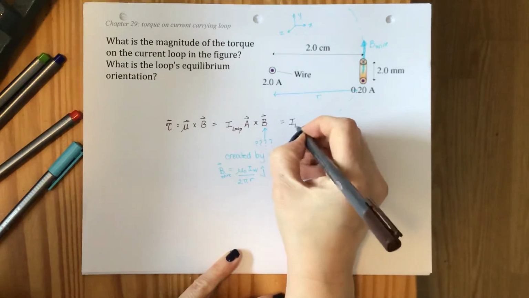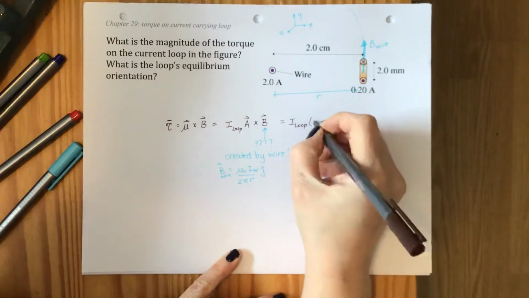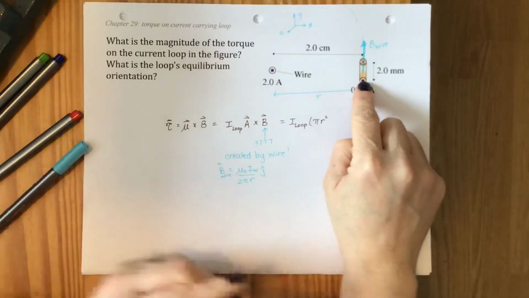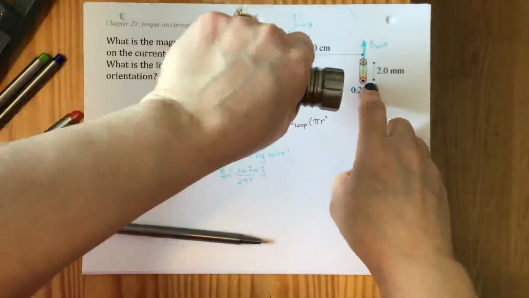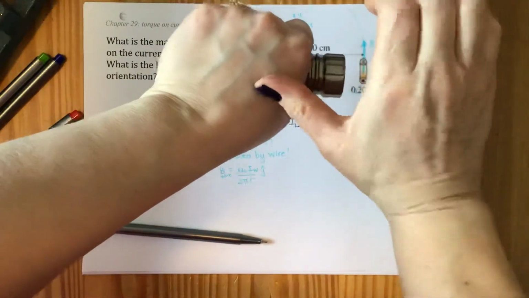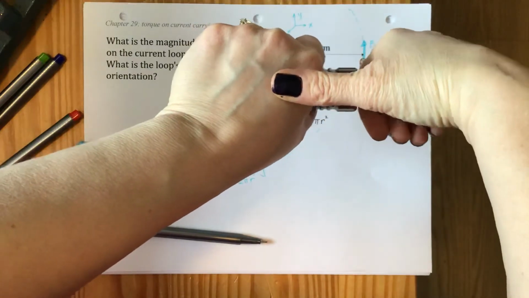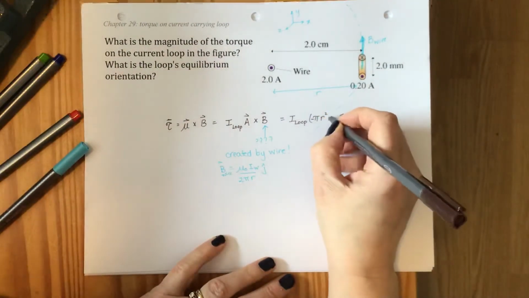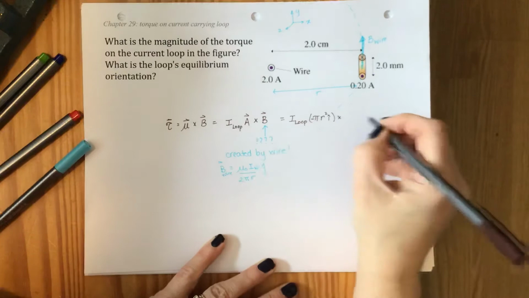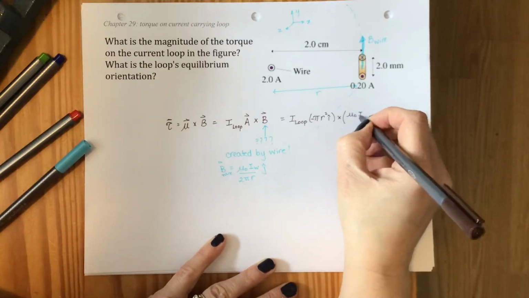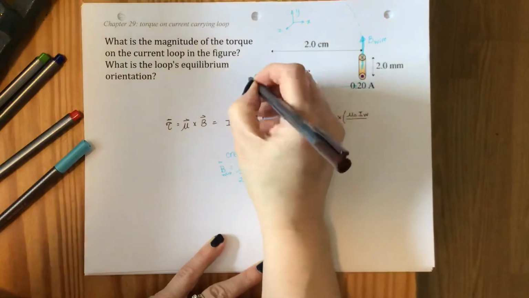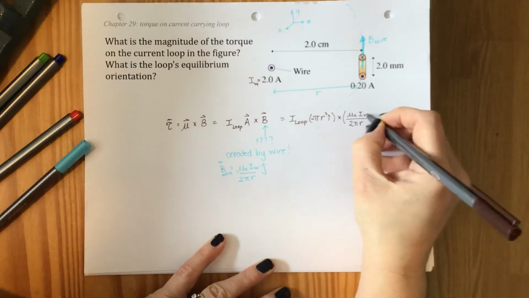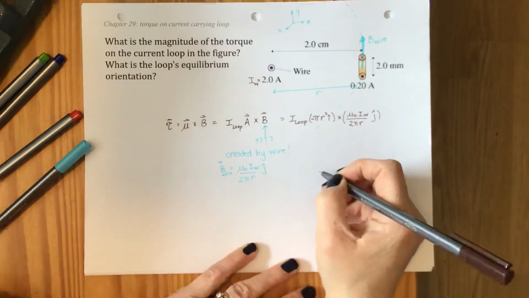So we've got the I of the loop times the area vector, which is pi times r squared. The direction of the area vector is given as an orientation with the current. So we said that the current goes down on this side, up on this side. We make a circle with our fingers that reflects the current, and we see that our thumb points towards the left. So the direction is in minus i hat. That's going to be crossed with the magnetic field, which we just wrote down. And that direction was straight up. That was in the j direction.